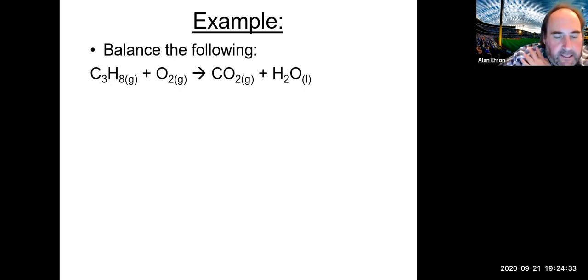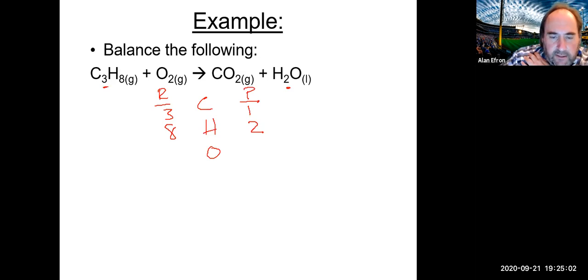Okay, so let's take a look again, applying the same approach here. We have carbon, hydrogen, and oxygen. On the reactant side and product side, if we count up on the reactant side, we have 3 carbons. On the product side, we have 1 carbon. Left-hand side, we have 8 hydrogens. Right-hand side, we have 2 hydrogens. Left-hand side for oxygen, we have 2 oxygens. On the right-hand side, we have 2 oxygens there and 1 more there, which makes 3 oxygens.